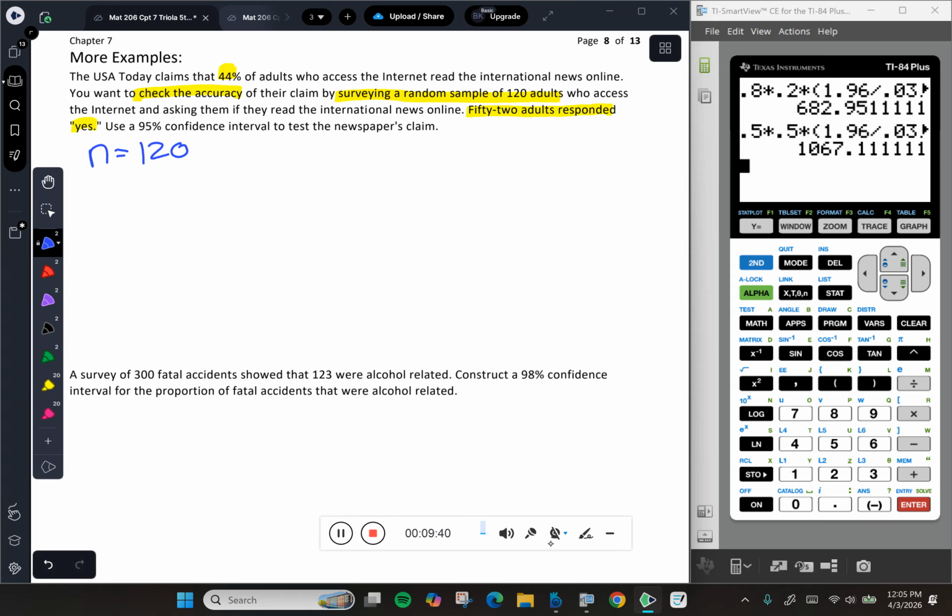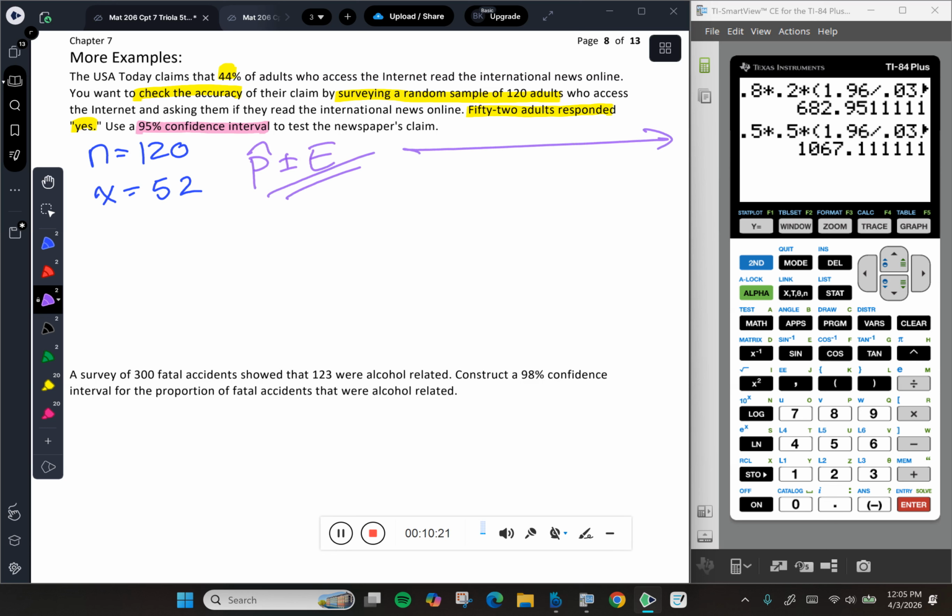That means that we have an X of 52. Our job is to use a 95% confidence level to test this newspaper's claim. So we're going to build a 95% confidence interval to test this claim. All right, so I know what a confidence interval is. I know that a confidence interval is a p hat plus or minus a margin of error. And I could work it out this way longhand, but I am going to argue that let's use the calculator to create this confidence interval.